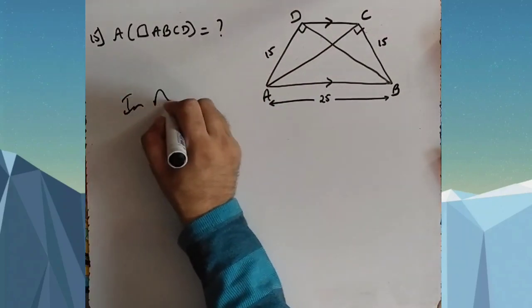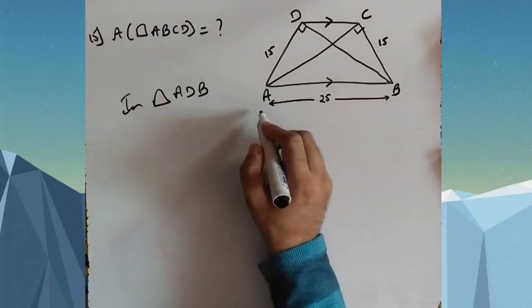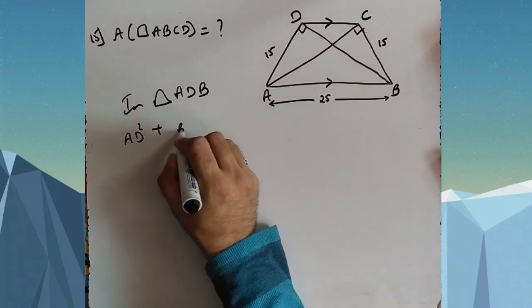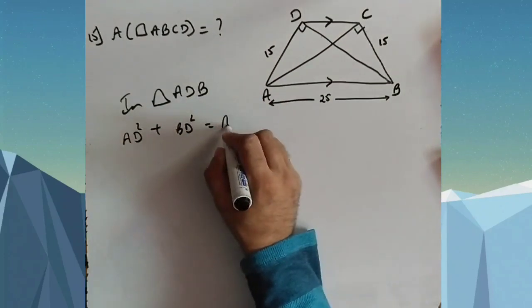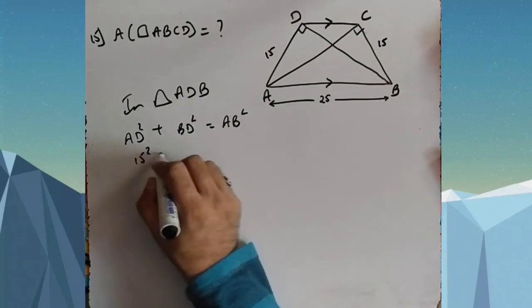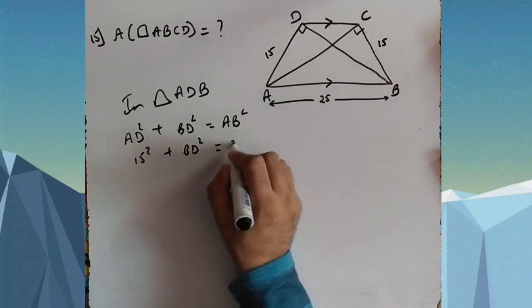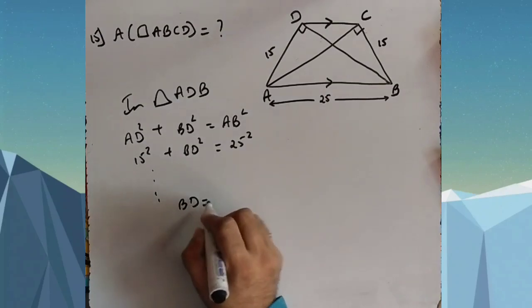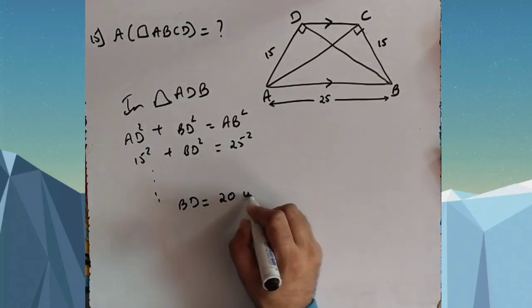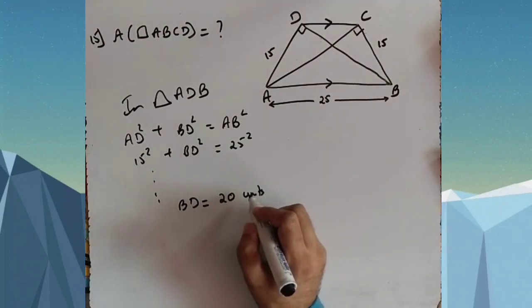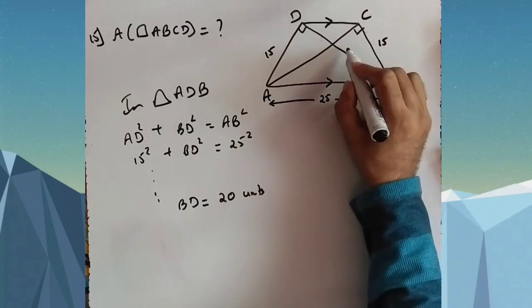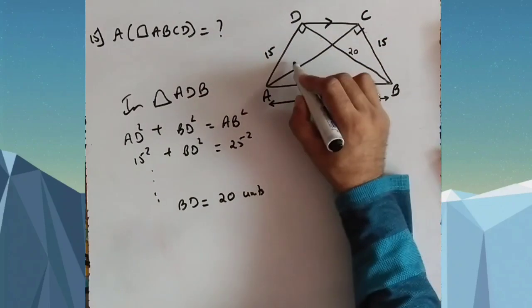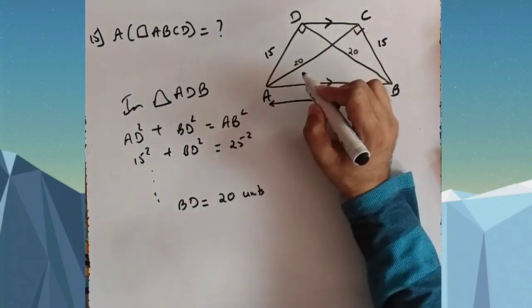In triangle ADB, by Pythagoras theorem, AD square plus BD square is equal to AB square. 15 square plus BD square is equal to 25 square. Calculating this, you will get BD as 20 units. Similarly, AC will also be 20 units.